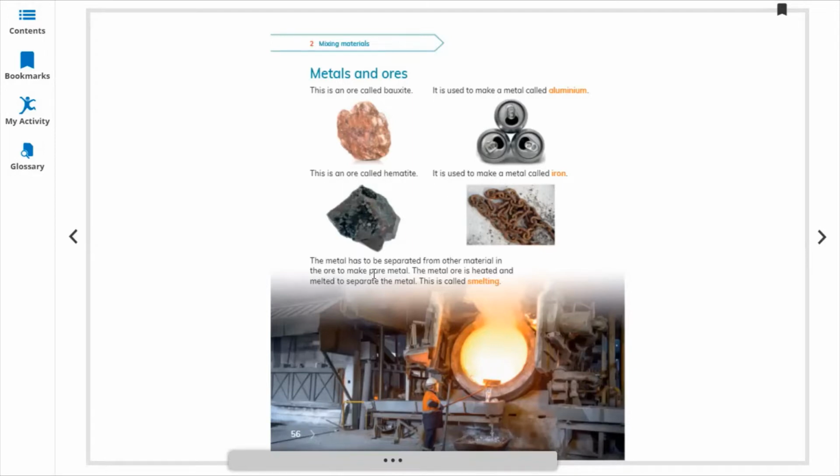So this metal has to be separated from other materials. Obviously, it's not exactly like this; there is a lot of other material inside, so we separate them. The metal has to be separated from other material in the ore to make pure metal. So this metal ore is heated and melted to separate the metal. This is called smelting. You can see a big furnace. We are putting these different kinds of ore in, and then we heat it up to a very high temperature, so it heats up and melts. This heating and melting to separate the metal is called smelting.